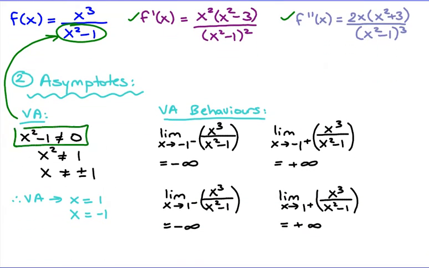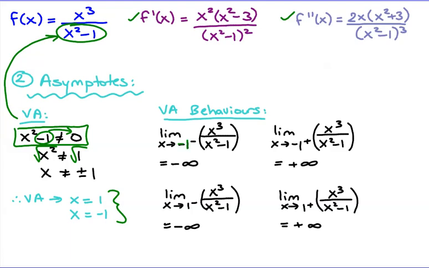The denominator can't equal 0. And so if I start to solve for x, I'm going to bring this guy to the other side, square root both sides. I notice that x can't be positive 1 or negative 1 because it'll give me a denominator of 0. So those give way to my vertical asymptotes. And I also want to just check the behaviors of the original function around those asymptotes.